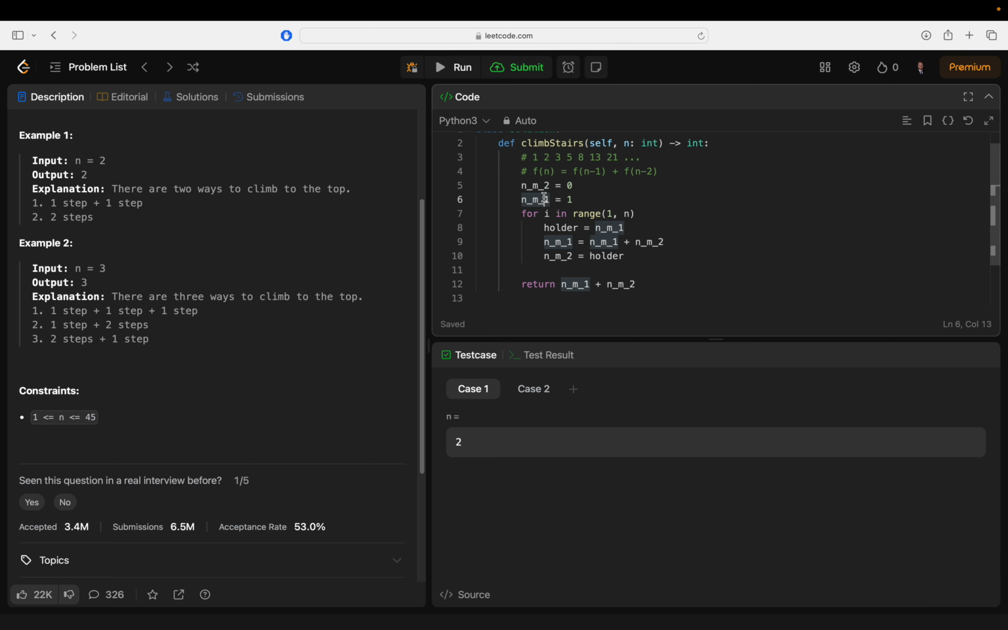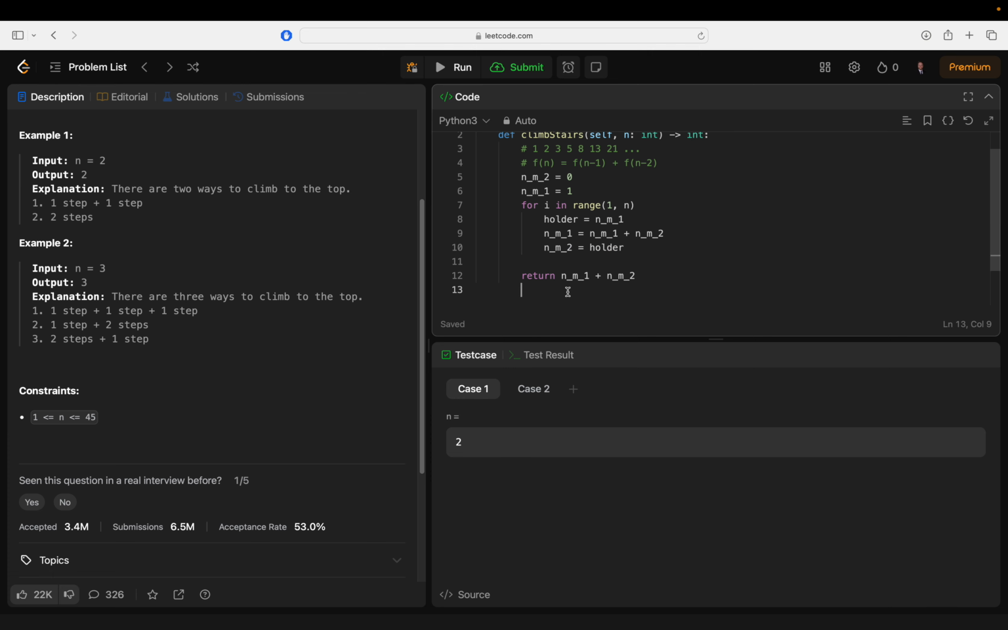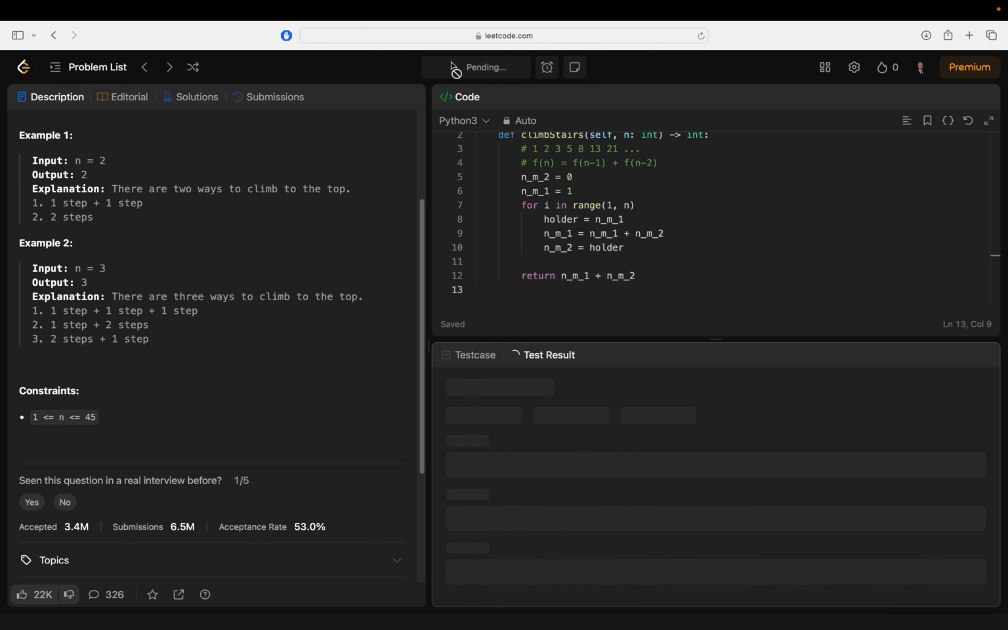If it works, okay, so we know that we got 1 and 1. For N equals 3, this is the second iteration. The holder becomes 1. That one becomes 1 plus 1 is 2. And that one becomes one, so yeah, I think that works.